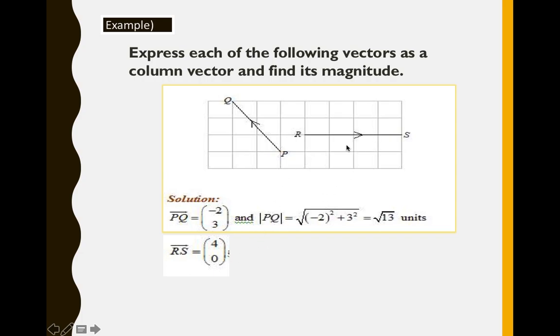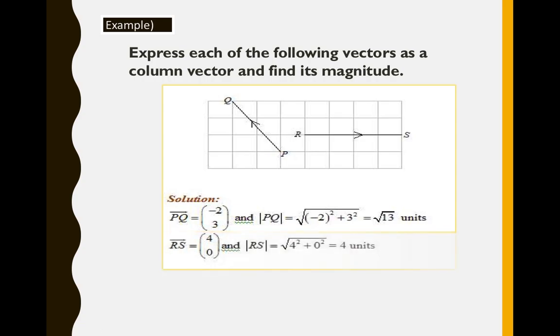Now we will find the modulus of vector RS. That will be the square root of 4 squared plus 0 squared. So root of 16, you will get 4 units.